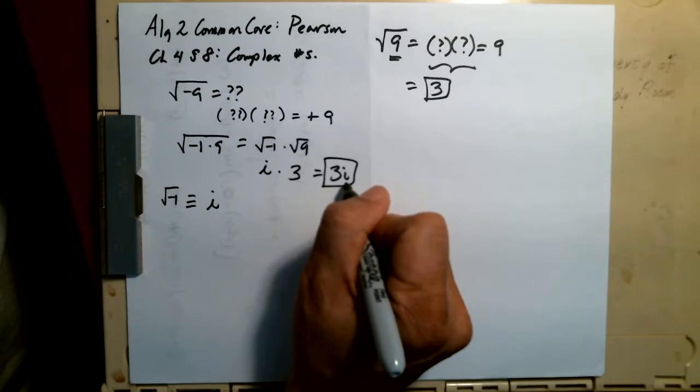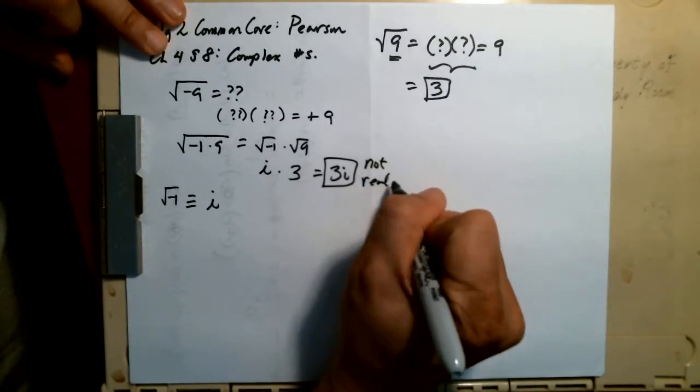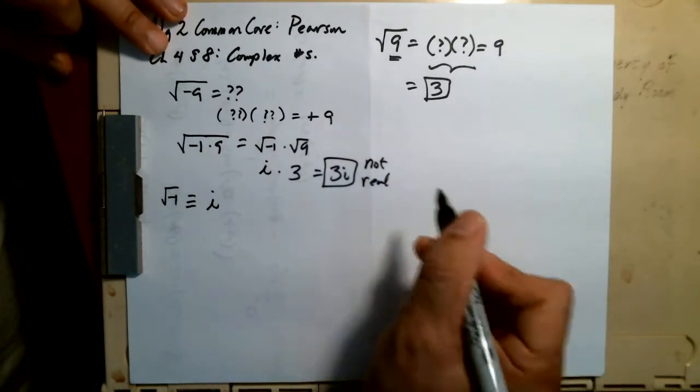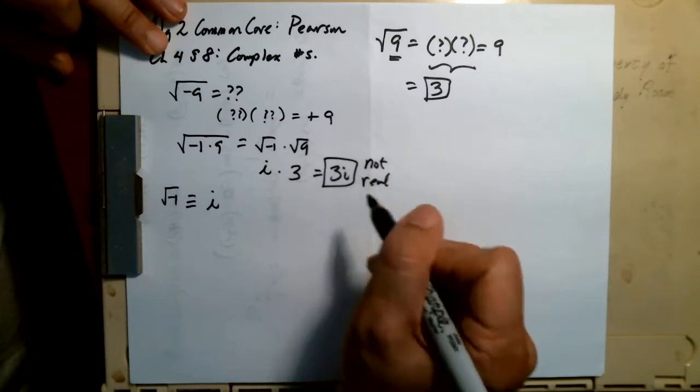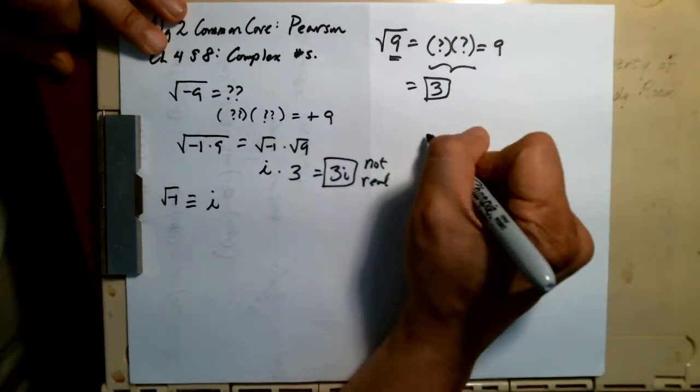This is called the imaginary number. It's not real. It doesn't belong on the real number line. It's not that hard to get used to, but once you get used to it, it's a very simple process. So let's try another one.